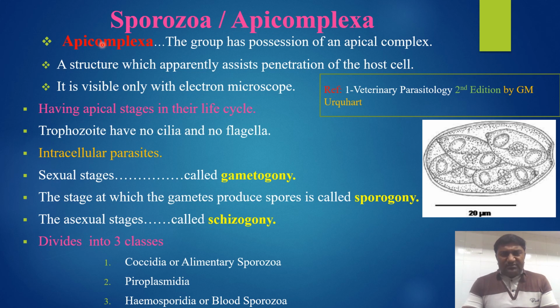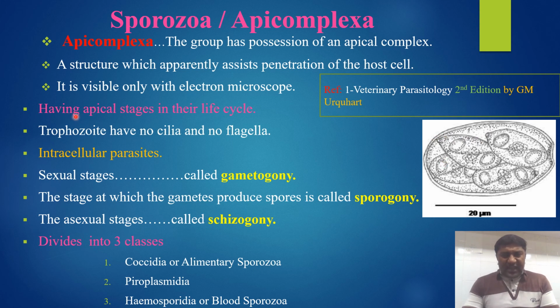What is meant by Apicomplexa? The group possesses an apical complex. And what is the apical complex? It is the structure which apparently assists penetration of the host, and it is visible only with an electron microscope. You can see this picture, in which this structure is apical, and it is helpful for penetration.